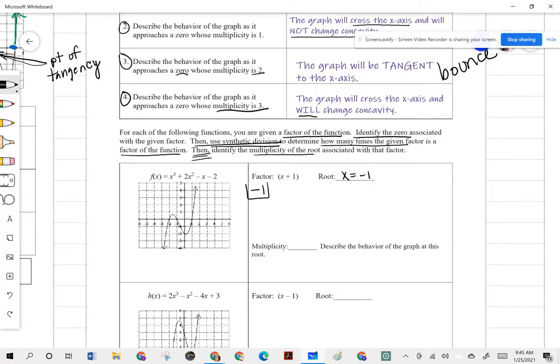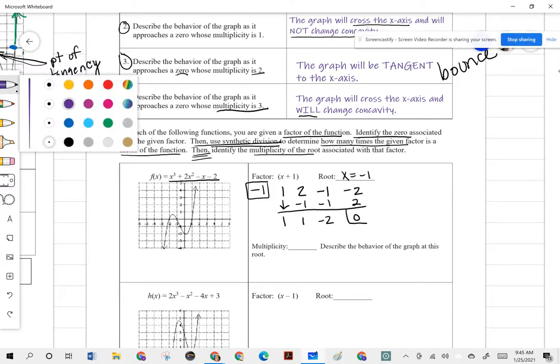So what we're going to do is synthetically divide this polynomial here. So we've got 1x cubed, 2x squared, -1x, and then -2. So I'm just going to perform my synthetic division. And you can see that my remainder is 0. Well, that's because I already know that it was a root. So now we're going to take this over here.